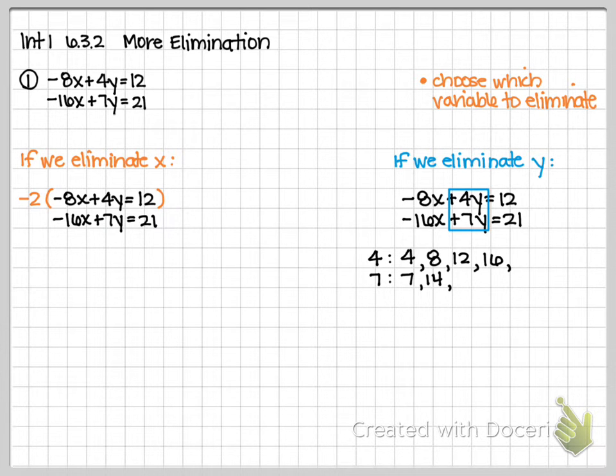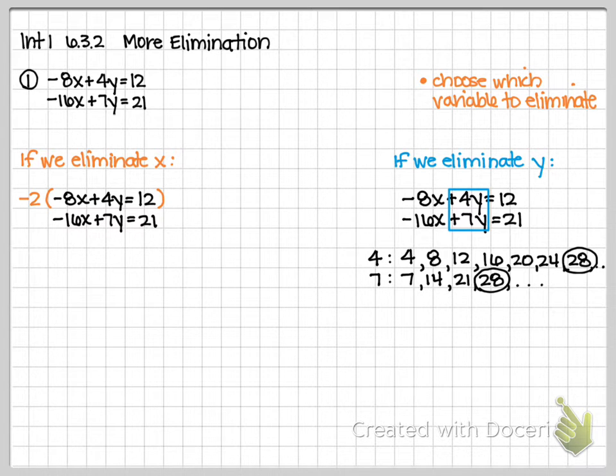I'm doing this because I'm trying to find a number that's in both of the lists. That means that I could turn both of them into it easily. Well, if I go through this, I think the first number that I could turn them both into is 28. So now I could turn both of them into 28. Well, one of them into a positive 28, one of them into a negative 28.